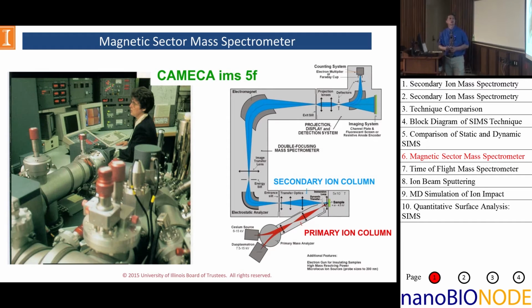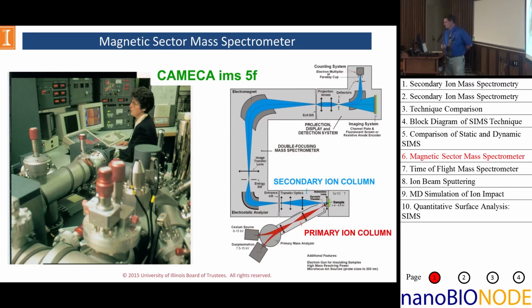This is a picture of Judy Baker working the Cameca 5F. As you can see, we have two sources that we can use on this, a cesium source and a duoplasmatron, which we use with oxygen. The secondary beam then goes through the electrostatic analyzer and the electromagnet to get us our mass. And then we have three detectors: a Faraday cup, an electron multiplier, and also we can do imaging with the phosphorus screen or the resistive anode encoder.